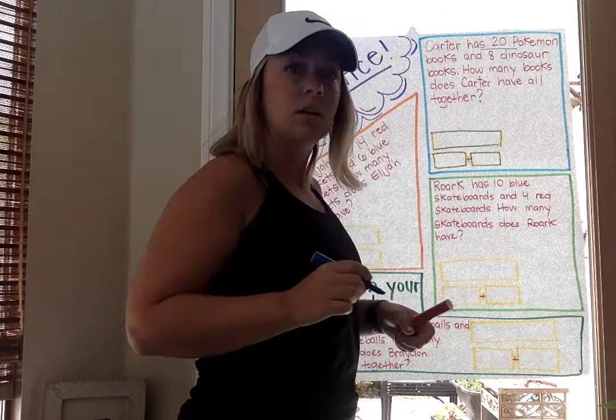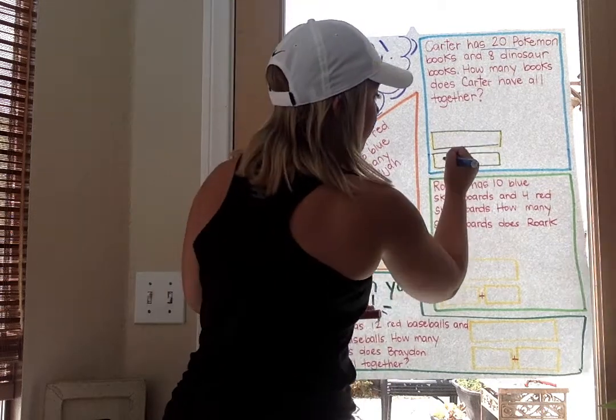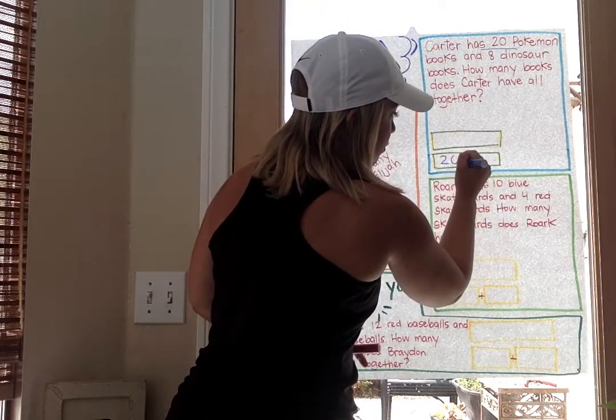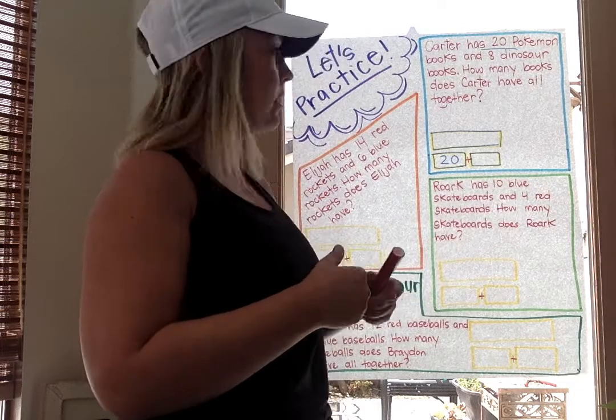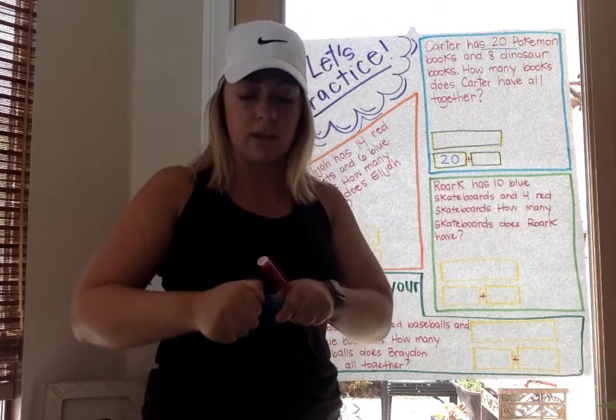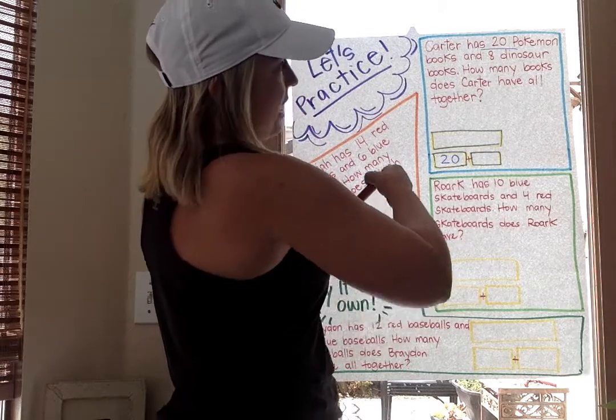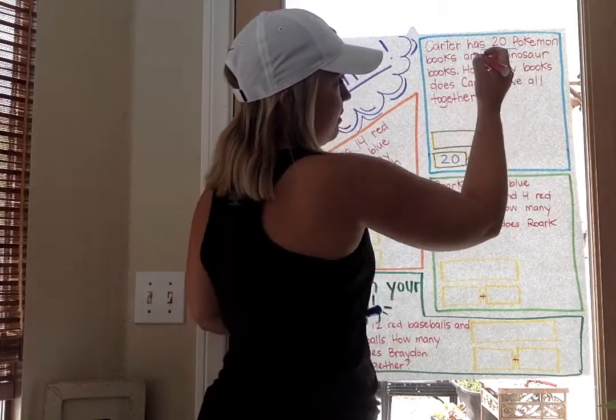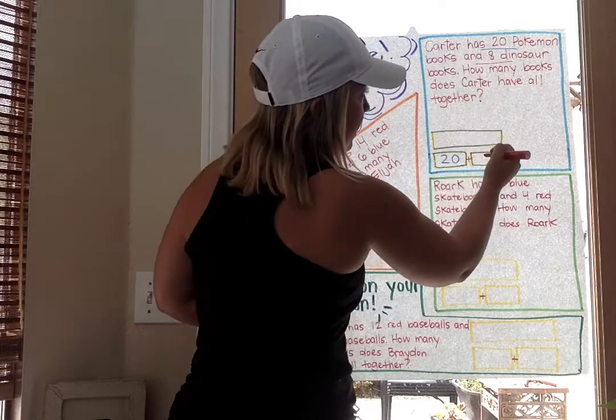Carter has 20, right? So that's our first part. He has 20 Pokemon books. And how many dinosaur books does he have, right? Because that's our other part. He has 8 dinosaur books. That is so much. And so that is our second part.